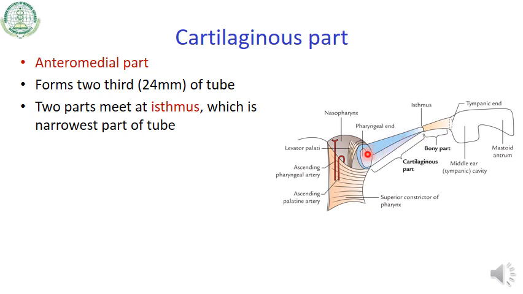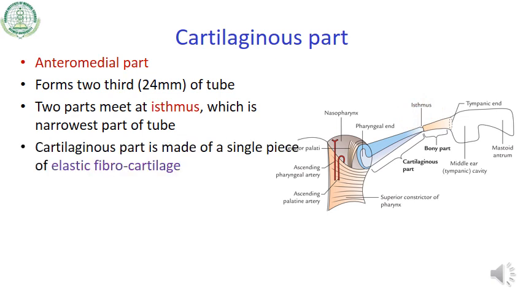Both these parts, that is cartilaginous and bony part, they are meeting at the most constricted part of the auditory tube, which is called as isthmus of the auditory tube, and isthmus is the narrowest part of the auditory tube. The cartilaginous part is made up of a single piece of cartilage, and this cartilage is histologically fibroelastic cartilage. You can see in cross section this cartilage is C-shaped.